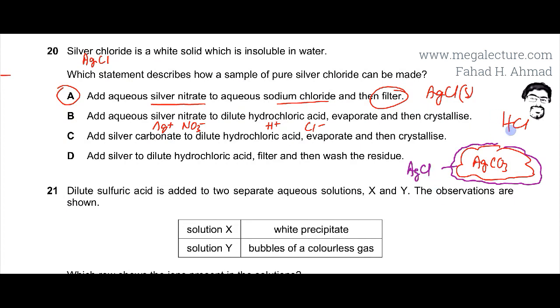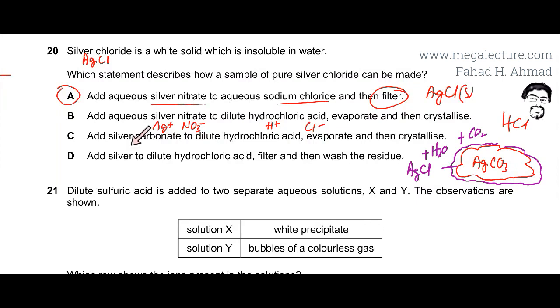it would stop. I mean, there would be water produced as well, there would be carbon dioxide produced as well in the reaction when carbonate reacts with acid. But since the salt is insoluble, that insoluble salt is going to form a layer on top of the silver carbonate, and it would prevent the reaction from happening further. So it's not a very good way of making AgCl. But the reason why C is incorrect is because you're not going to evaporate and crystallize, because AgCl is already a solid. You just need to filter it out.